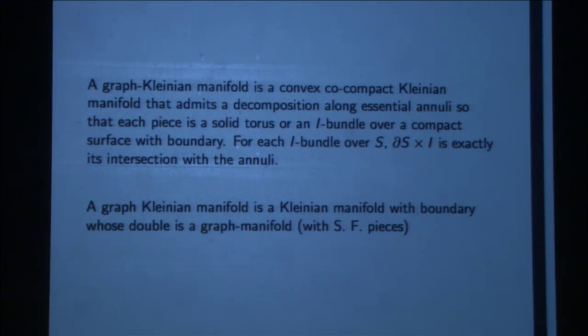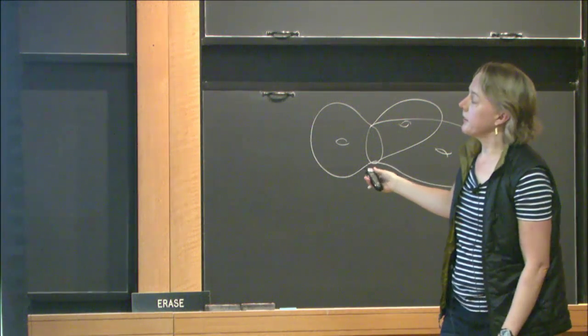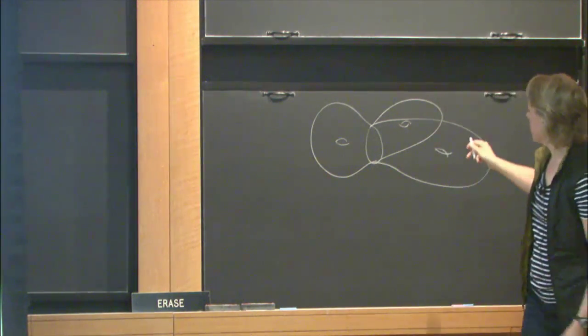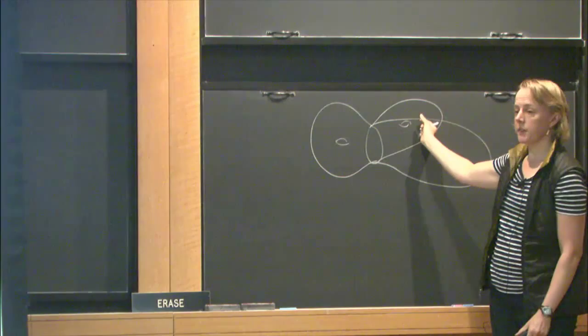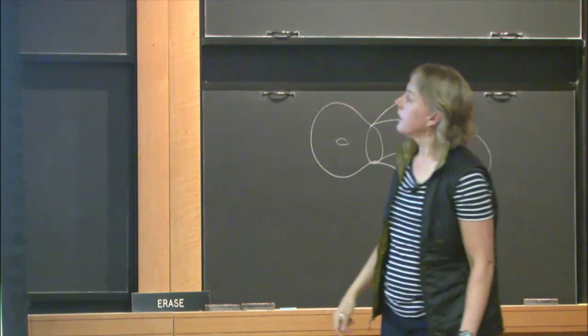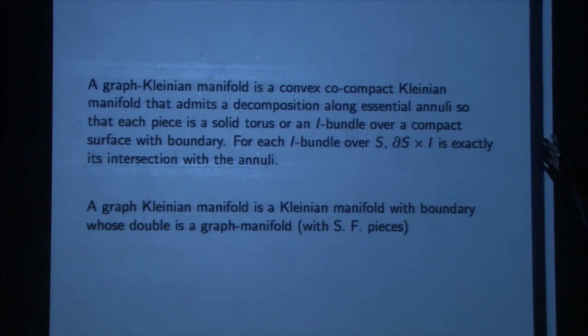But okay, so I want to generalize this situation. So this is almost all annuli. Since these are surfaces times I, there's going to be all these essential annuli from one side to the other side of these surfaces. Okay, so we call a manifold a graph Kleinian manifold if it's a convex co-compact Kleinian manifold that admits a decomposition along essential annuli so that each piece is either a solid torus or an I bundle over a compact surface with boundary. And I'm going to require that the boundary of these surfaces is exactly what's glued to the solid torus. I'm not going to allow any kind of funny gluing.